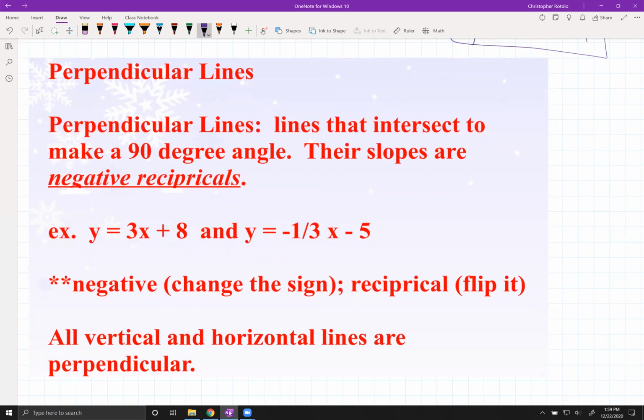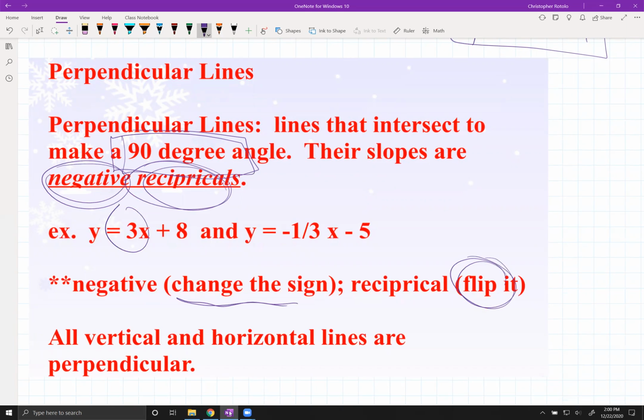Perpendicular lines, they intersect to make a 90-degree angle. Okay, and how do we get that? We use negative reciprocals, all right? That's academic terms for change the sign and flip it. Flip it for real, okay? So positive 3. So in this section, I'm intentionally gonna put plus signs on things that I never do. Positive 3 becomes negative 1/3, right? Because this was 3 over 1.